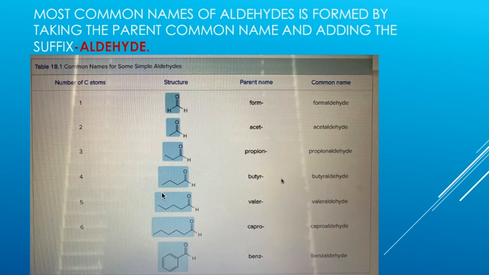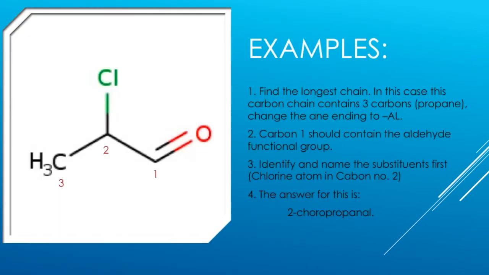propionaldehyde. And we see as it's increasing, 1, 2, 3, 4, so it's going to be a butyraldehyde. And one more time, it has 5 carbons, so it's going to be valeraldehyde. And so on. We have to memorize this table. Don't forget to study it for the exam. So let's see an example here.